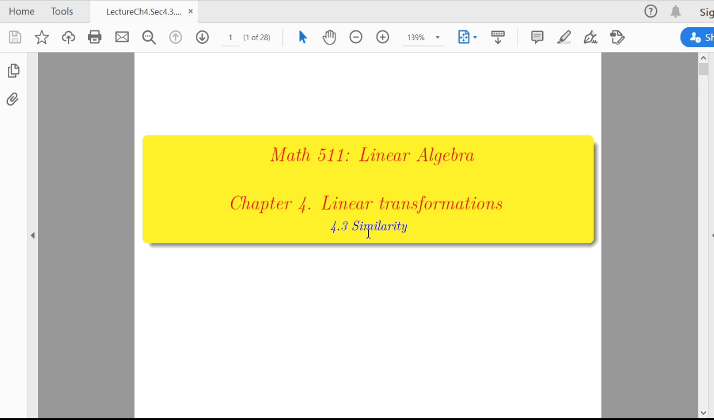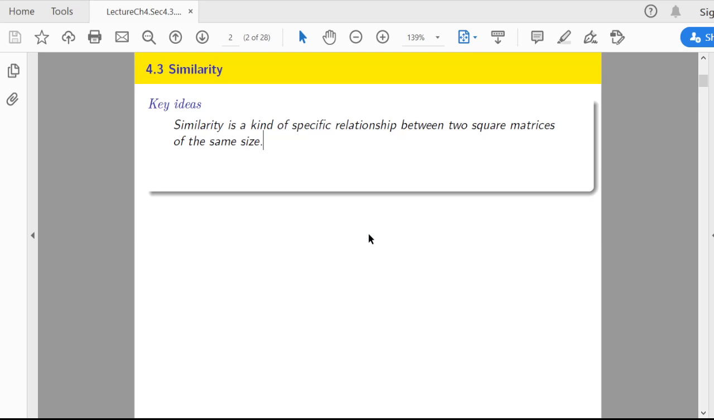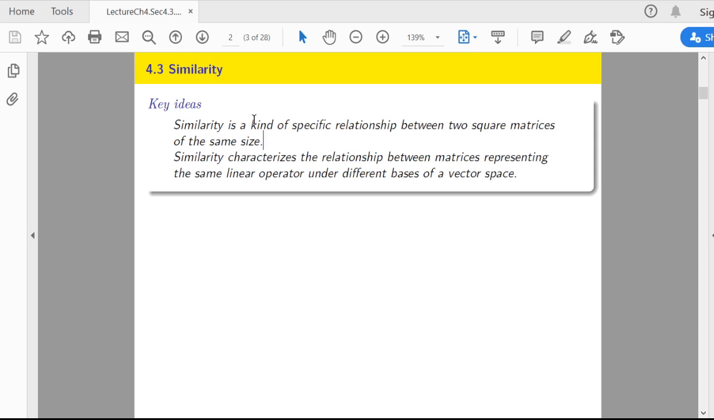Section 4.3 Similarity. The key idea of this section is similarity. The similarity is about the ratio between two square matrices of the same size. And then we'll use this to take the ratio of two matrices. They are used to represent the same linear operator on the different bases of a vector space.